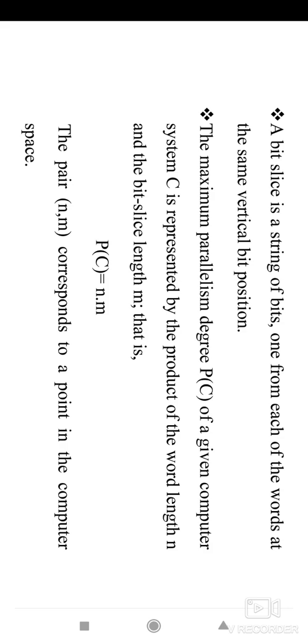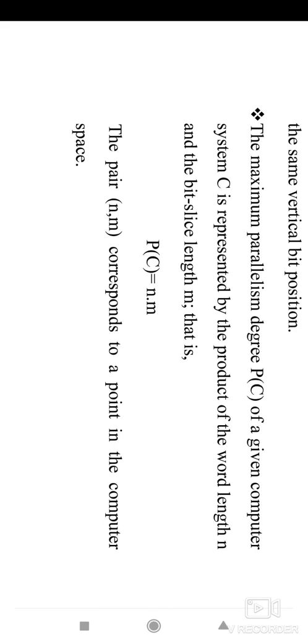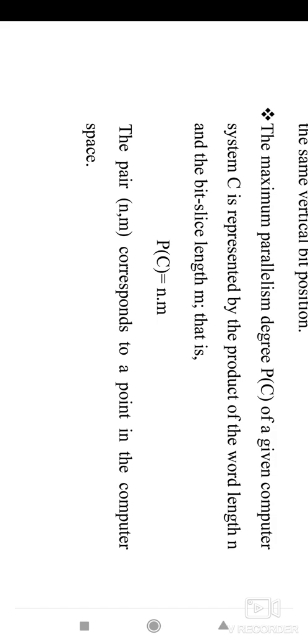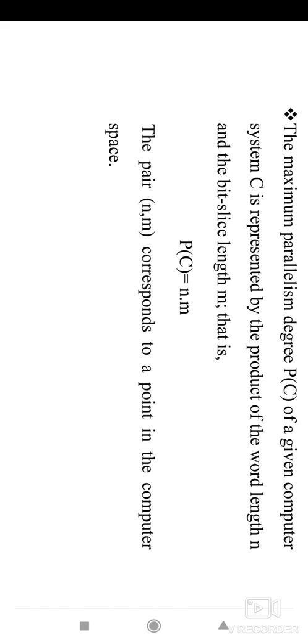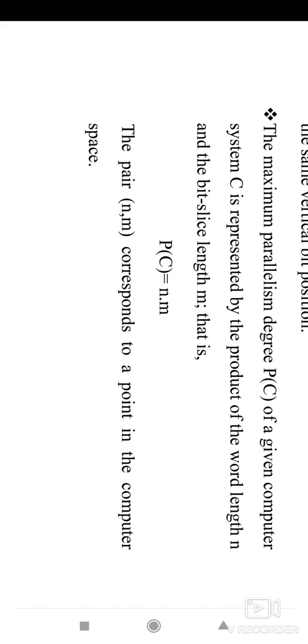The maximum parallelism degree P of a given computer system C is represented by the product of the word length n and the bit slice length m. The word length is denoted by n and the bit slice length is denoted by m. So the pair (n, m) corresponds to a point in the computer space.